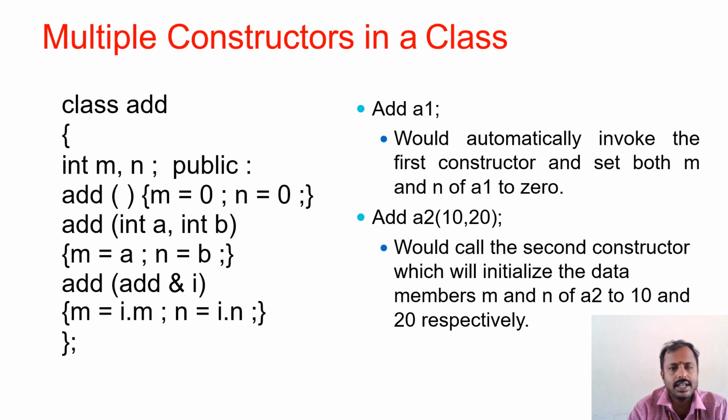So I have a class add. This class add contains a single non-parameterized constructor. So here I am going to initialize the value of m equal to 0 and the value of n equal to 0. And I have another constructor add which will accept two parameters, int a comma int b. So the value of a will be assigned to m and the value of b will be assigned to n. And I have another constructor which accepts the address of another object as a parameter. So that object's member values will be assigned to m and n respectively.